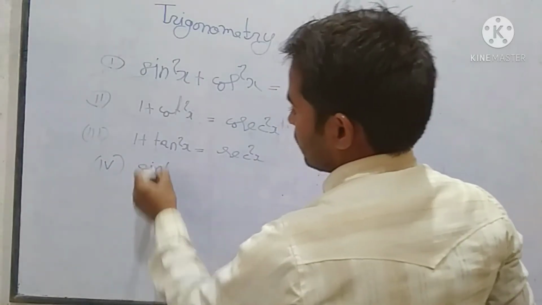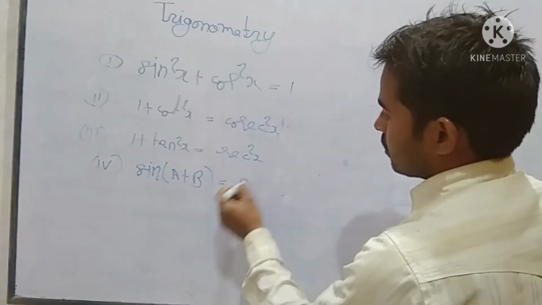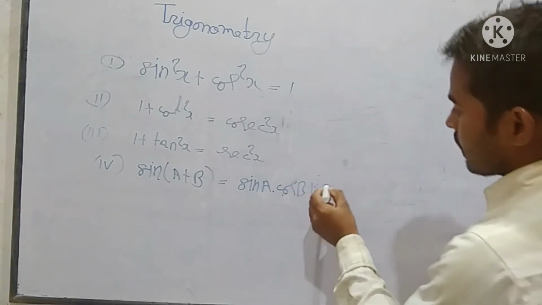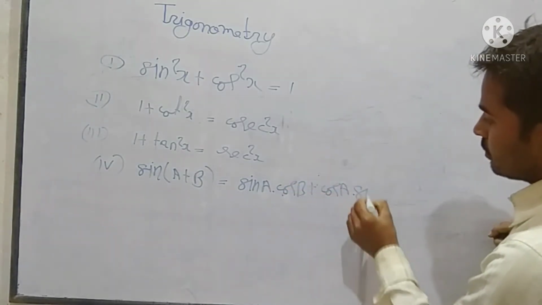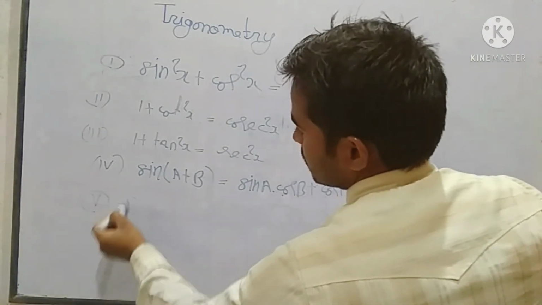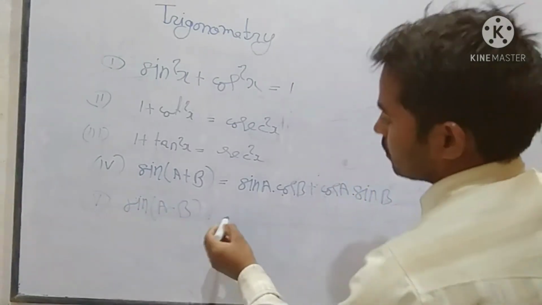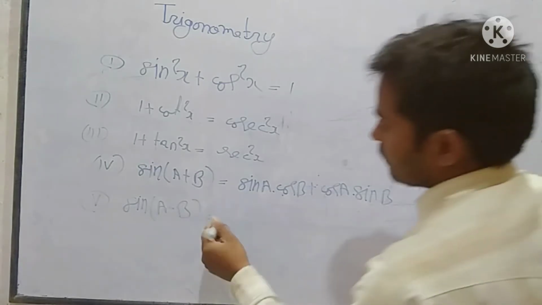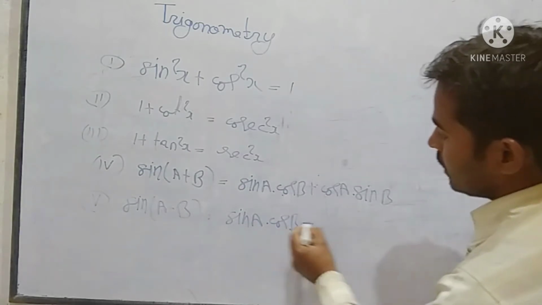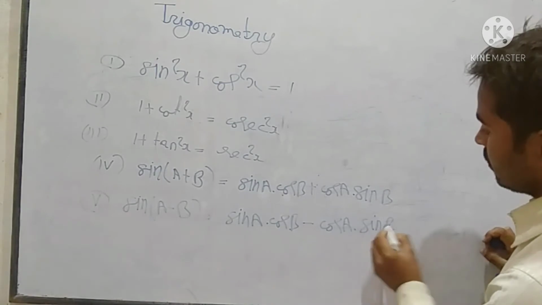sin(A+B) = sin A cos B + cos A sin B. Next, sin(A-B) = sin A cos B - cos A sin B.